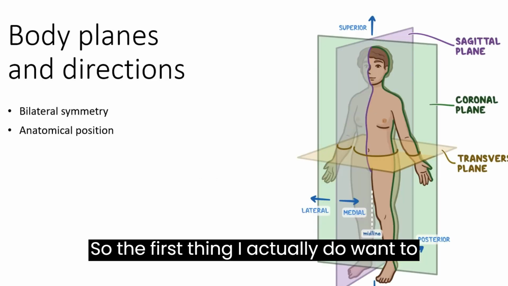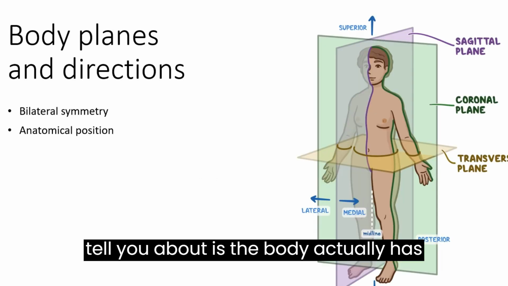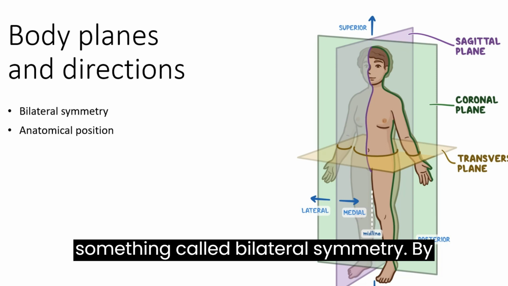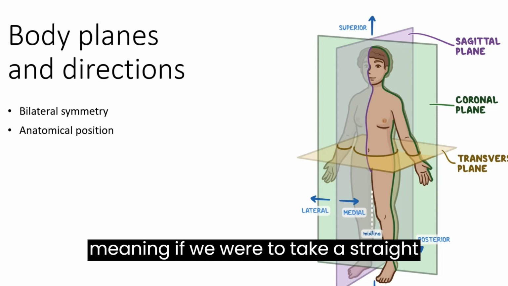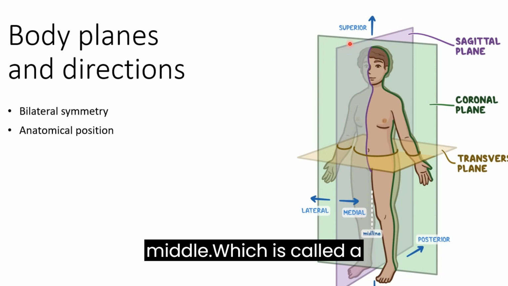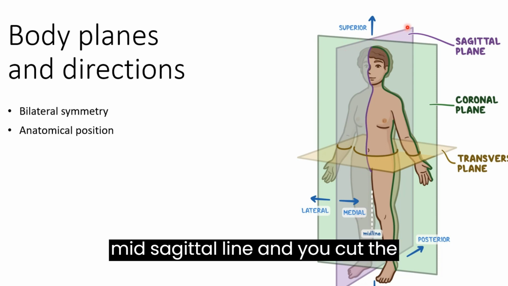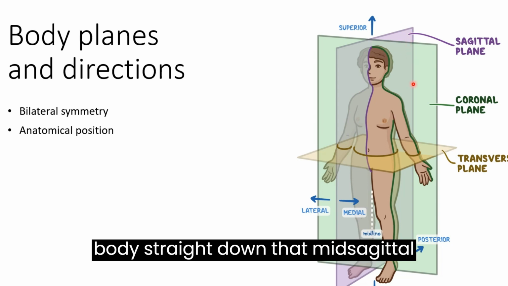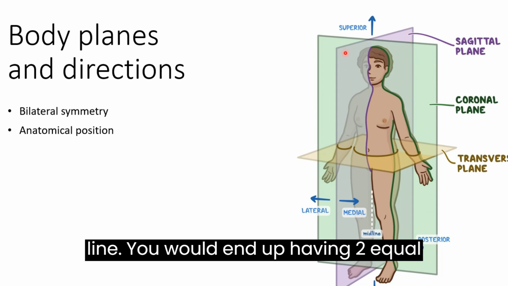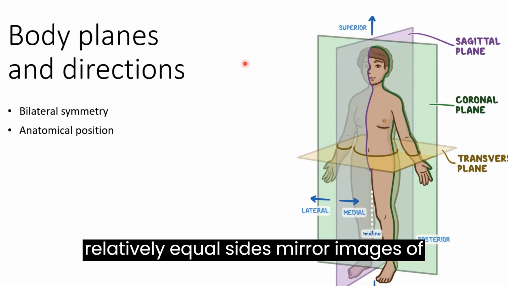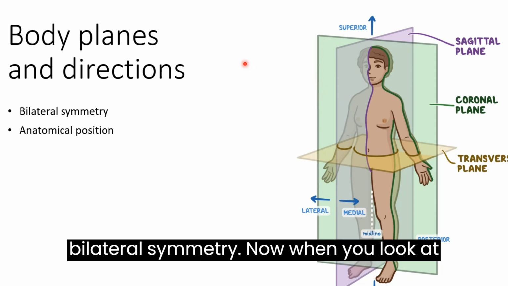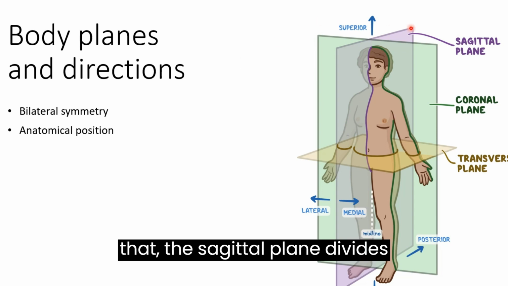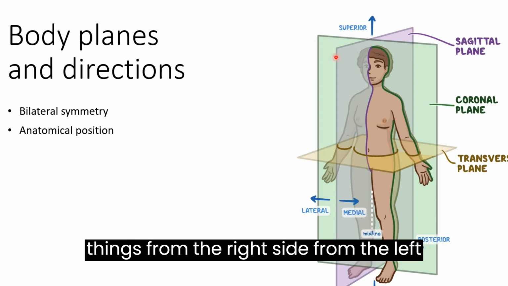class. So the first thing I actually do want to tell you about is the body actually has something called bilateral symmetry. Bi means two, lateral means side, symmetry, meaning if we were to take a straight line, you could see one here, down the middle, which is called a mid-sagittal line, and you cut the body straight down that mid-sagittal line, you would end up having two relatively equal sides, mirror images of each other, which means you have bilateral symmetry.